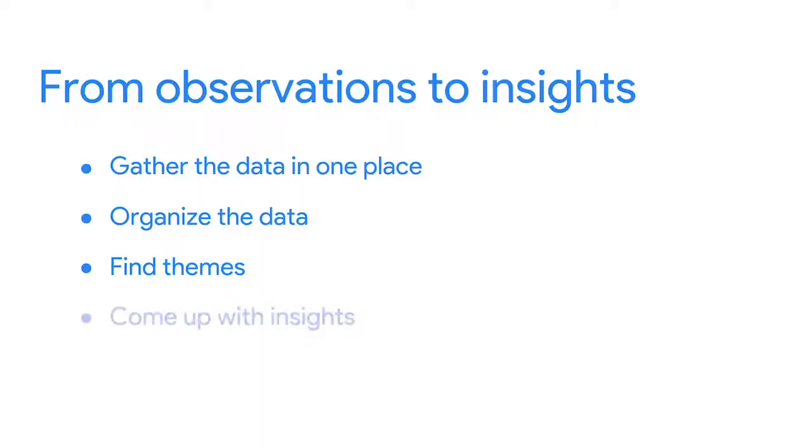Finally, come up with insights for each theme. We want to write an insight that tells the design team how to improve the product based on a theme. Depending on the amount of data you've collected, you should be able to come up with a handful of themes and insights. And that's it. You're starting to get the hang of how to turn observations from your usability study into insights. You're well on your way toward what we call synthesis, which is combining ideas to draw conclusions.